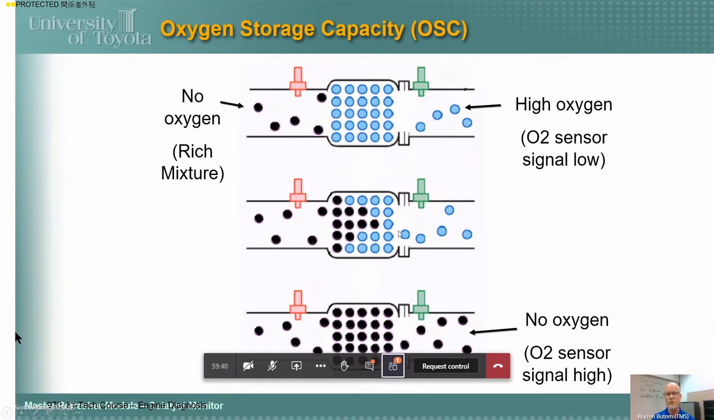So that's why the cat has to be able to store oxygen inside. And if you look at the one on the bottom, that one now is completely depleted, and the cycle will start over again. I'll go back to the first one. All right, next slide, please, Scott.